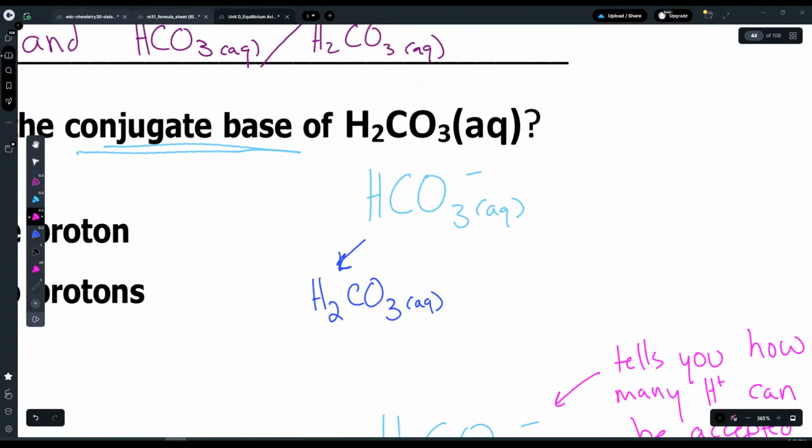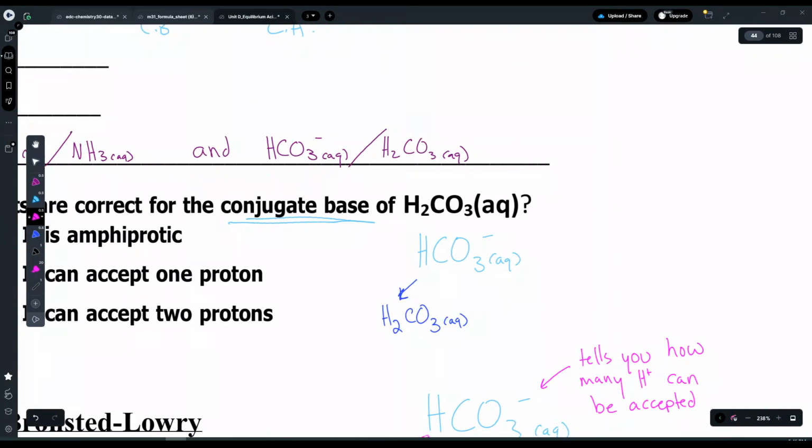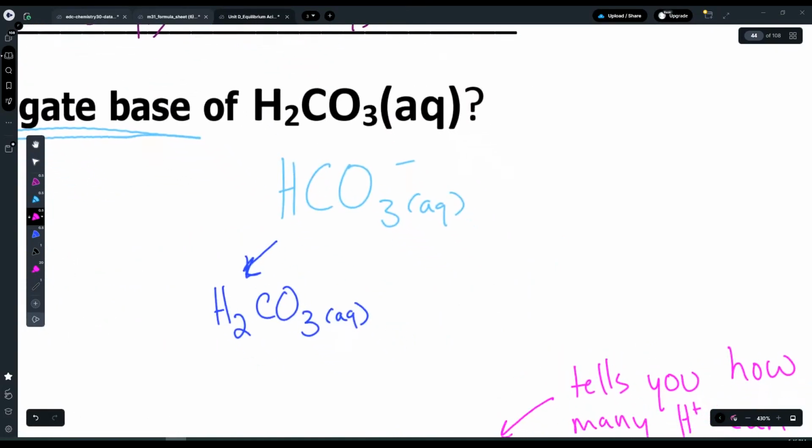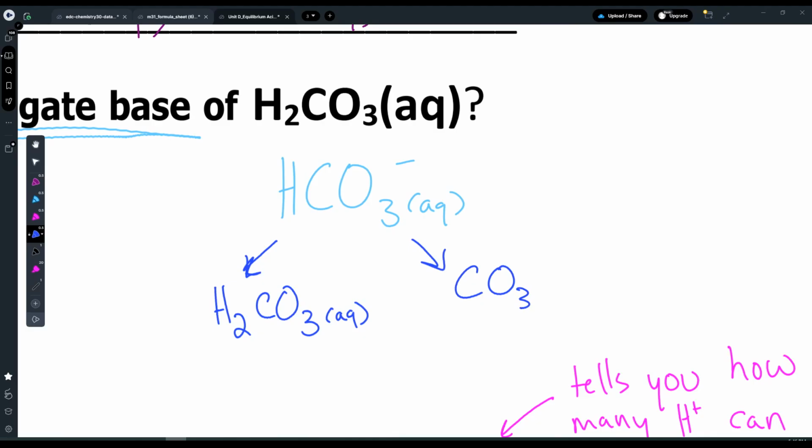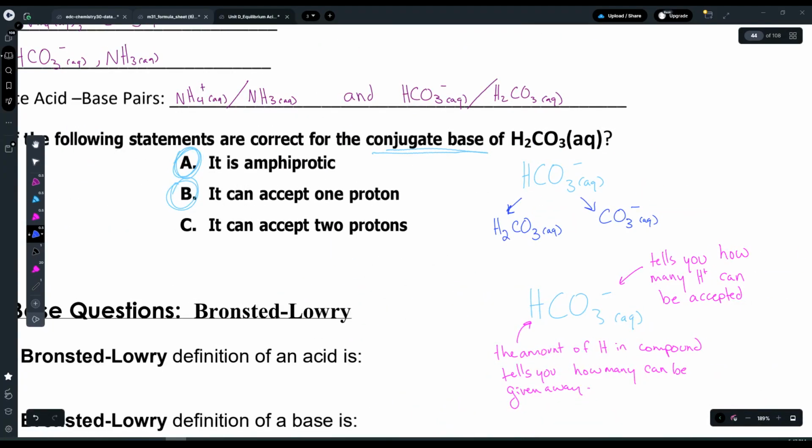Just to finish off talking about amphiprotic substances, I didn't mention this: if hydrogen carbonate acted as a base and accepted a hydrogen, we would get carbonic acid. If it acted like an acid and lost another hydrogen, we would get a carbonate ion. So to finish this question off, hydrogen carbonate ions cannot accept 2 protons, but can accept 1, and it is an amphiprotic substance.